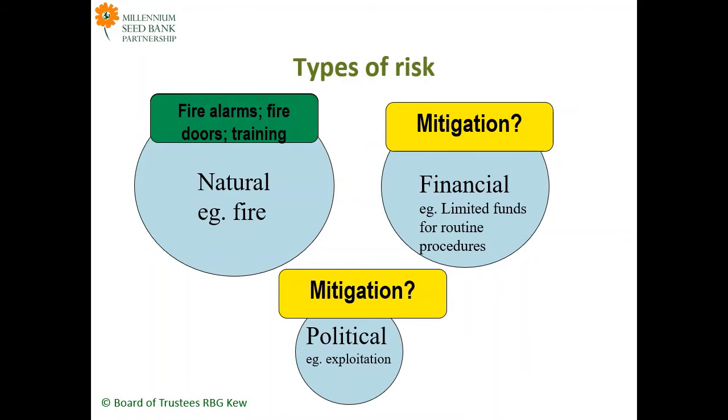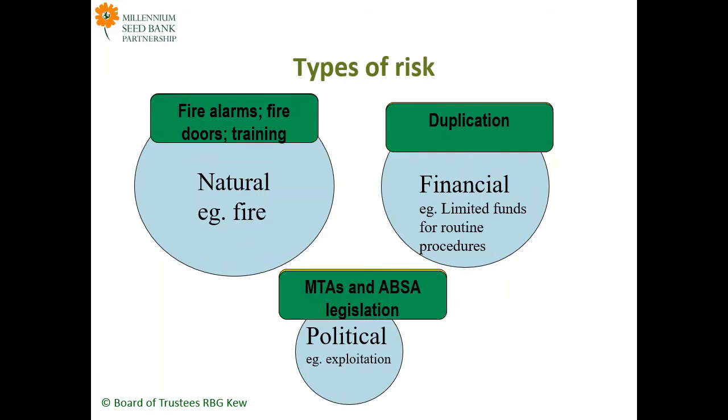In this example, we have identified a big risk of fire to our collections, so we can put in place early warning systems and fire doors and ensure that all personnel are trained in fire safety and evacuation processes. We also identified that there will be limited funding, so we can mitigate this by duplicating part of our collection to another seed bank where routine procedures can take place more securely. Finally, we know that we have commercially valuable collections, so we need to ensure that strong material transfer agreements and access and benefit sharing legislation is in place.